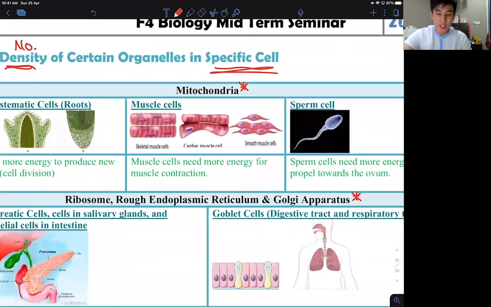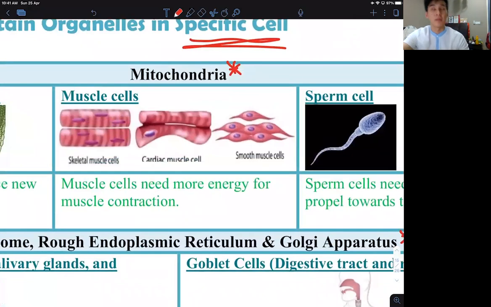they want you to explain. So let's say I say muscle, the most common. I say muscle cells have a lot of mitochondria, one mark. Then if they ask me to explain, the explanation can be up to 2 marks. So how do I explain these 2 marks? For the first mark, you explain the function of the organelle first. So why do muscles need a lot of mitochondria? Because they need energy. So I state the function first.